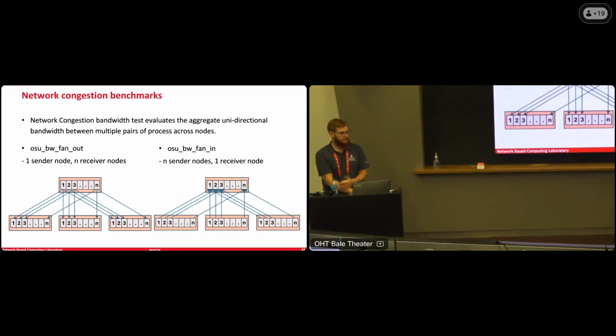And then we've also, as Hari mentioned, at the request of Lawrence Livermore National Laboratory, added some network congestion benchmarks, which will allow you to do fan in and fan out bandwidth tests. So in this case, the fan out test is going to have one sending node sending to a customizable number of receiver nodes, and fan in is going to be the opposite. Many sender nodes sending to one receiver, and multiple processes are available on each of those nodes. So this allows you to test the performance of your system when the network is being saturated, either incoming or outgoing.